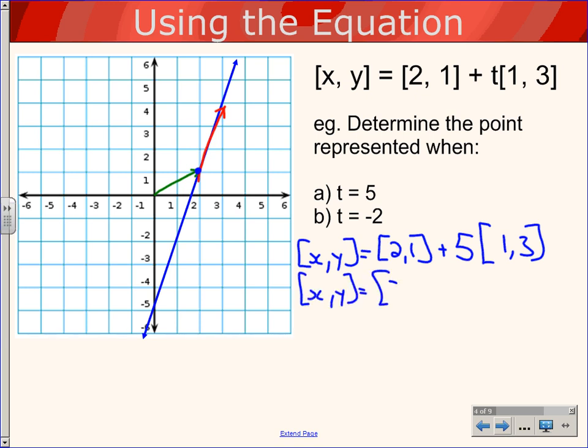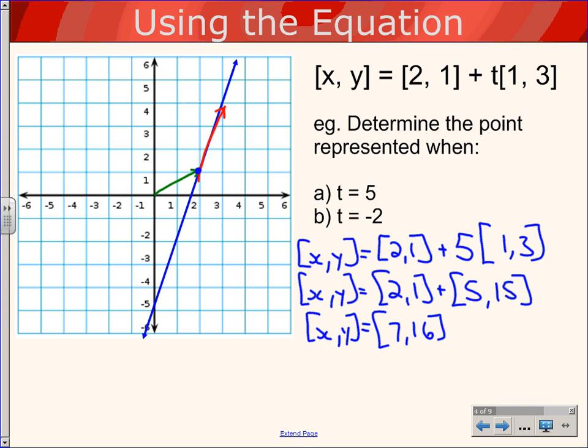So that's 2, 1 plus 5, 15, which ends up at 7, 16. And again, that's written with square brackets, but it just corresponds to the point 7, 16.